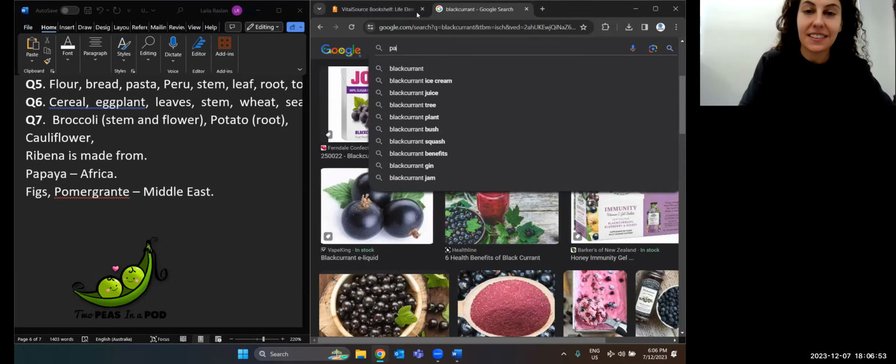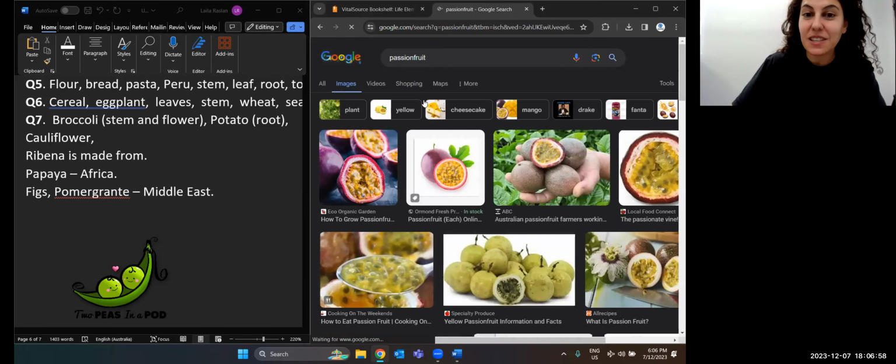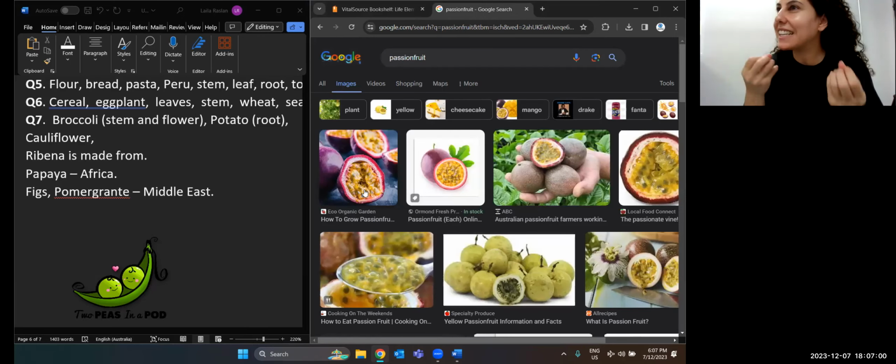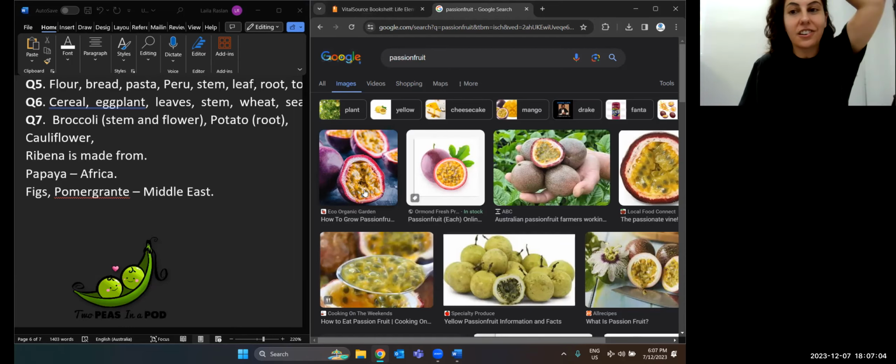Passion fruit, yes. Nice. That's a passion fruit. It's very hard to eat because it has a lot of seeds, but passion fruit is so good. It's one of my favorites in a drink, passion fruit drink.